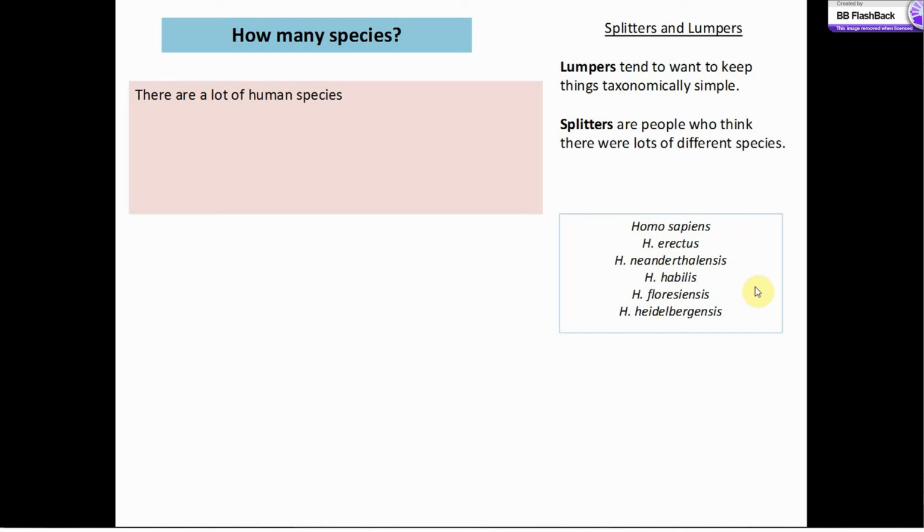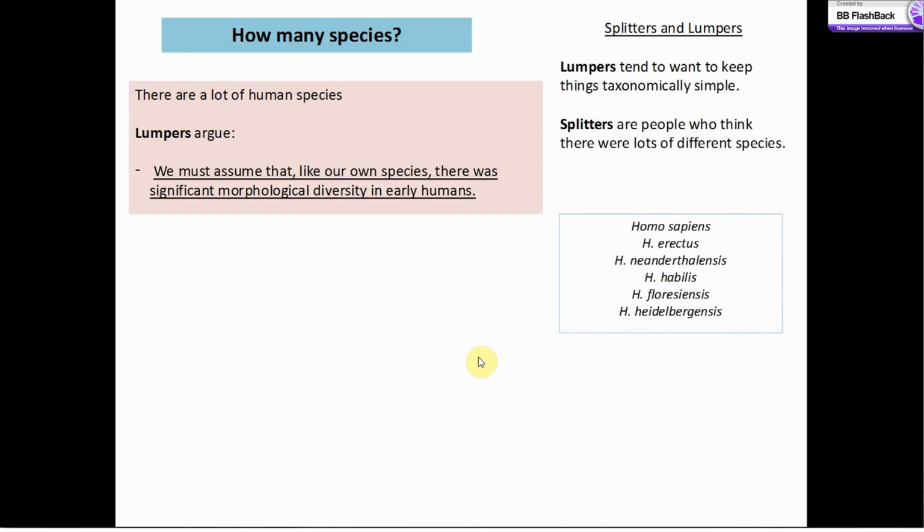So this here is a lumper's view of the genus Homo. These are the characters I will be talking about the most. So let's see here. Homo sapiens, Homo erectus, Homo neanderthalensis, Homo habilis, Homo floresiensis, and Homo heidelbergensis. That's 6. 6 different species of humans. Other authorities, well, okay, we'll put the lumpers definition up there.